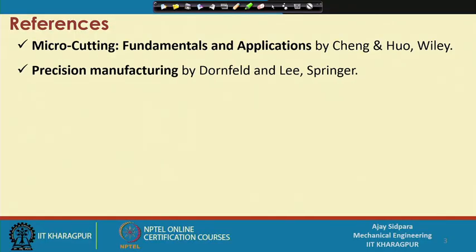Then Precision Manufacturing by Dornfeld and Lee, Springer publication. Here you will get all different types of structural parts, what are the different errors encountered in precision machining, then how you can remove those errors and how you can measure those errors, as well as the same thing about the first reference, that is related to conventional machining processes compared to the micro machining process, precision machining processes, and some types of sensors, that is mostly related to acoustic emission sensors and some dynamometers.